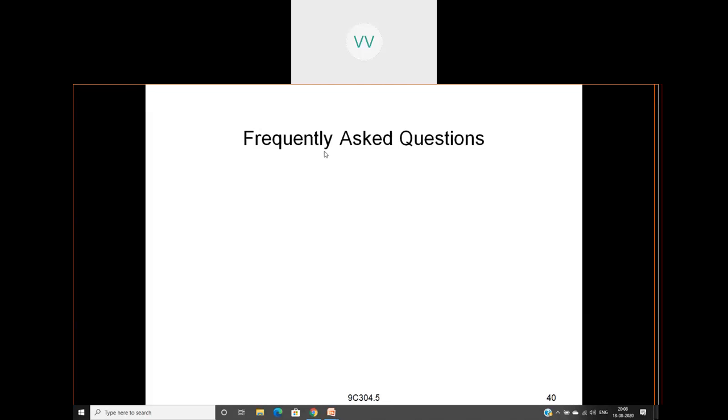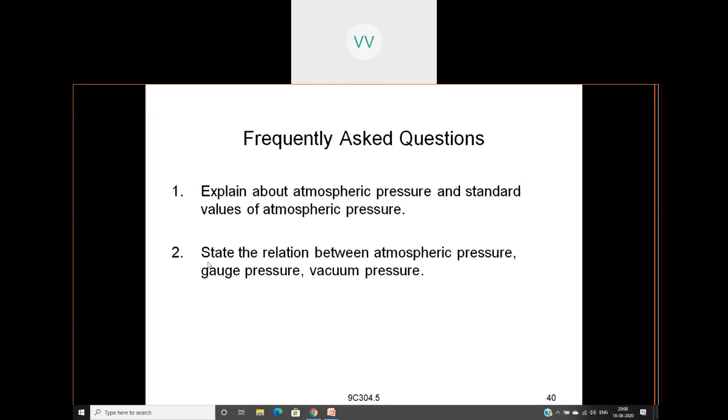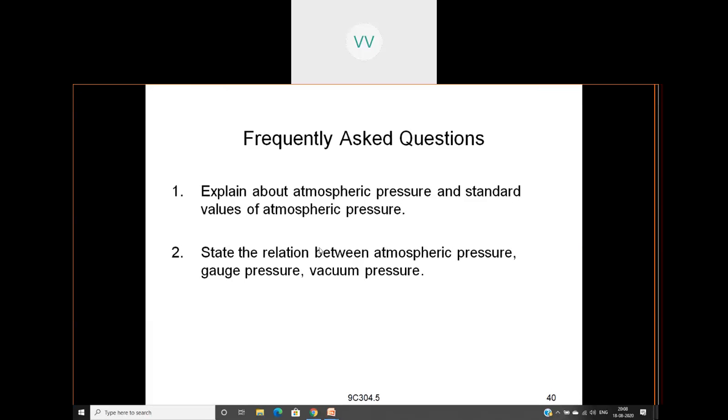So frequently asked questions in this chapter are: explain about atmospheric pressure and standard values of the atmospheric pressure. Second question, state the relationship between atmospheric pressure, gauge pressure and vacuum pressure. So students, we have finished discussion on the basics of pressure measuring, and we have seen the different types of pressures, and the relationship between the three types of pressures, that is the atmospheric pressure, the gauge pressure and the vacuum pressure.